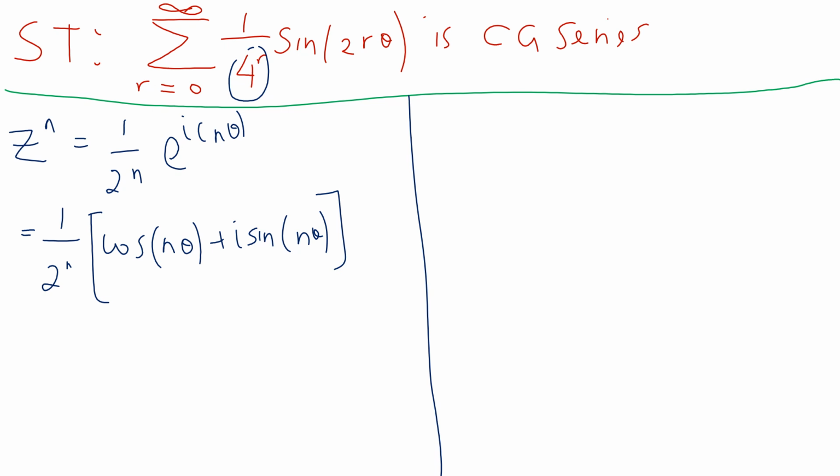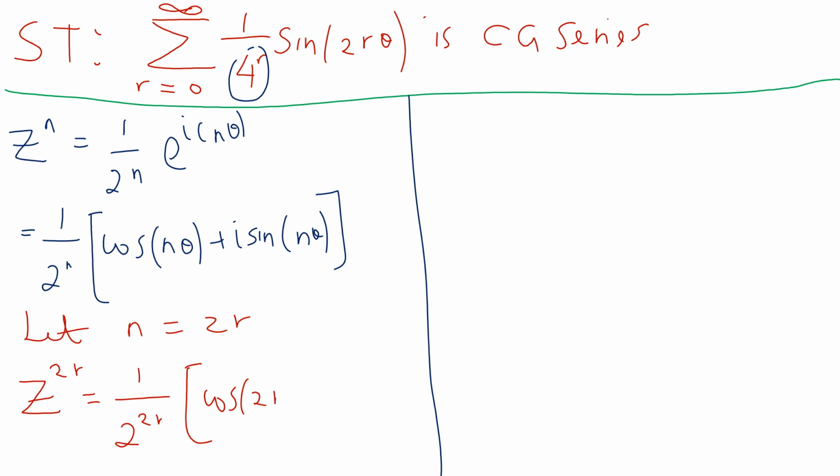So if I just let n be equal to 2r, then look at what is going to happen. We are going to have z raised to the power 2r equal to 1/2 raised to the power 2r times the cosine. Are you understanding now? Are you seeing where I am going? Plus I the sine of 2r theta. Hope it's making sense now.